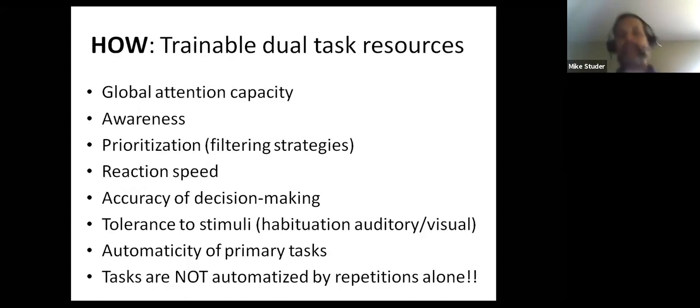Now, let's take a look additionally at the trainable dual task resources that I've listed for you here, that I'm not going to read you all the way through. They include those very same things that I've talked about so far. You'll improve your capacity globally for attention, your tolerance for distraction, your awareness to be able to make a more appropriate decision, prioritize, and then also the rest that you see down here, not the least of which include your reaction speed and also your accuracy of decision making once you've become more exposed and experienced in dual task environments.